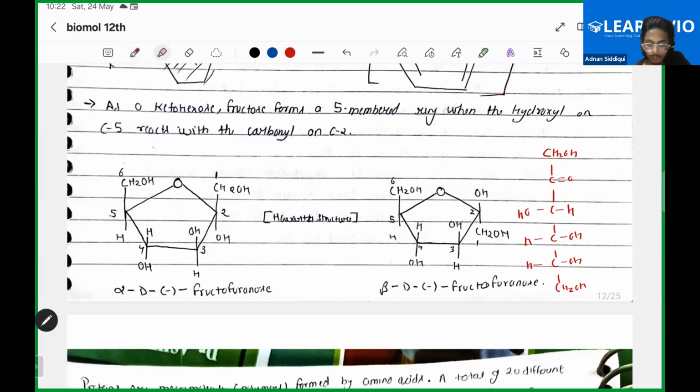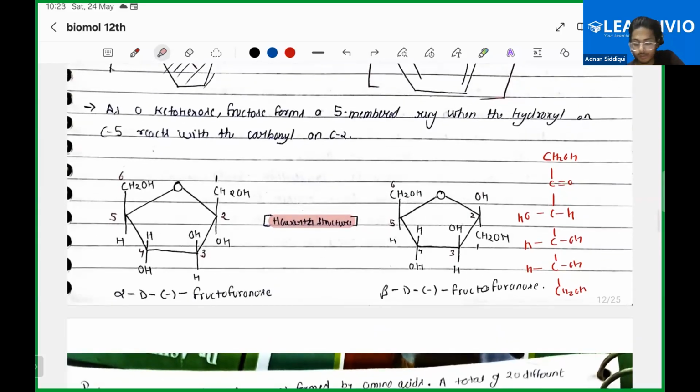You should also remember, if we are writing the glucose or fructose in this kind of manner, then we will call them Haworth structure or Haworth projection. They might ask which type of structure these are, so you have to check for the Haworth thing.